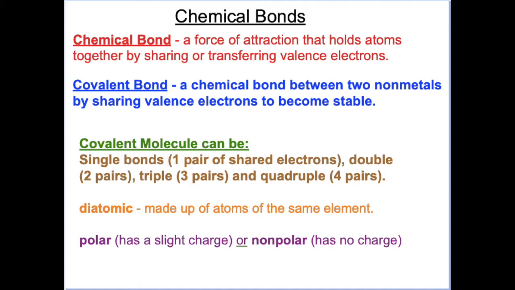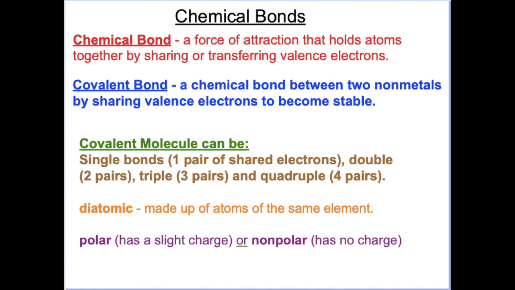Let's take a look at what a covalent bond is. A covalent bond happens between two nonmetals. They will end up sharing their valence electrons to fill their outermost shells and become stable. The atoms can each share one valence electron, which is two total or one pair of shared electrons. This is called a single bond.